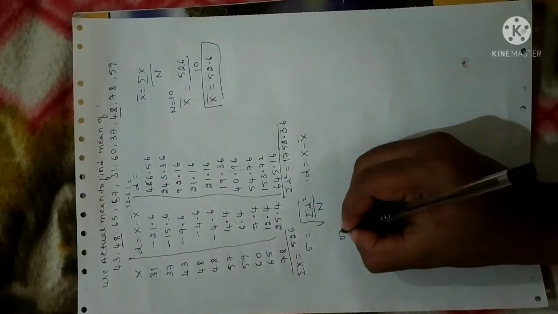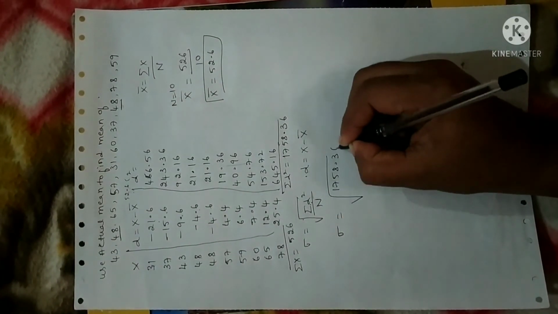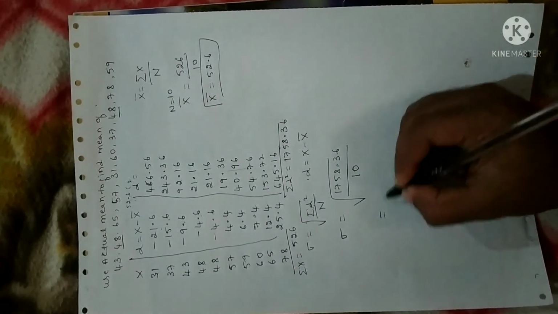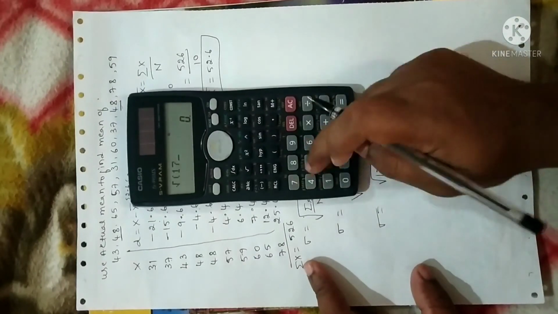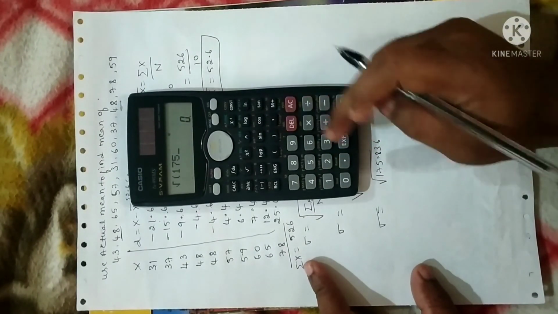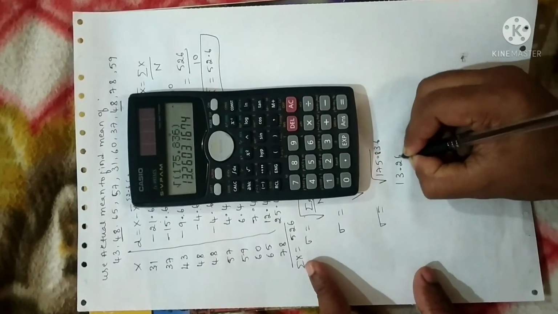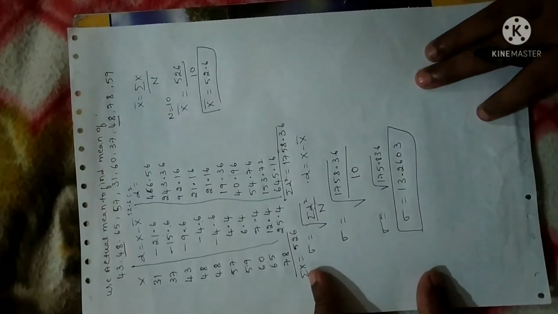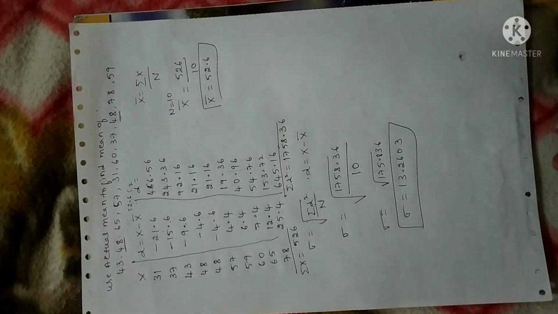Now let me substitute. Sigma is equal to square root of sigma d square, which is 1758.36, divided by n, the total number of items, which is 10. Fine. So let me divide, you will get 175.836. So square root of 175.836 is 13.2603. So sigma value is 13.2603. So this is the required standard deviation of ungrouped data where only x values are given.